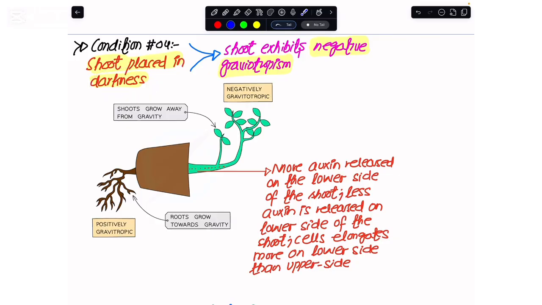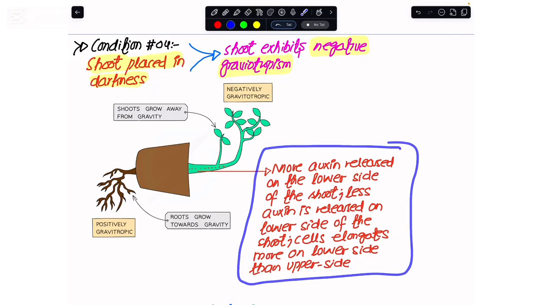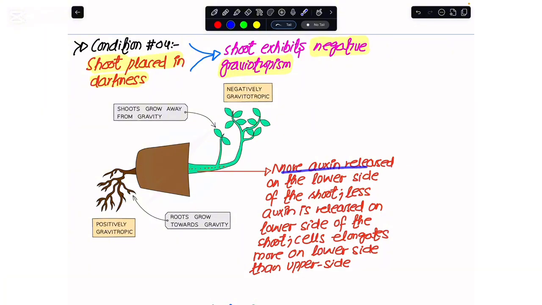So if you look at these points that I have written, you would say that more auxin is released on the lower side of the shoot and less auxin is released on the upper side of the shoot, and as a result the cells would elongate more on the lower side compared to the upper side, and as a result the shoot has bent upward.